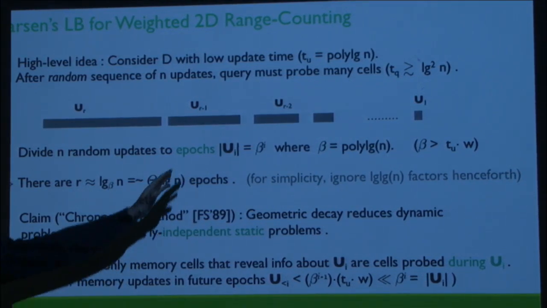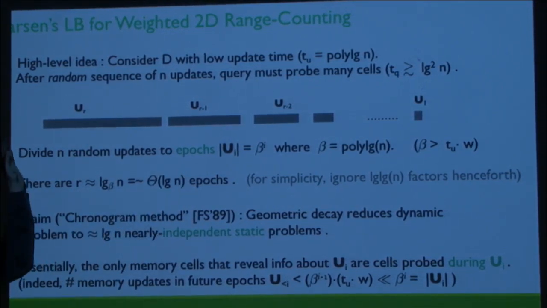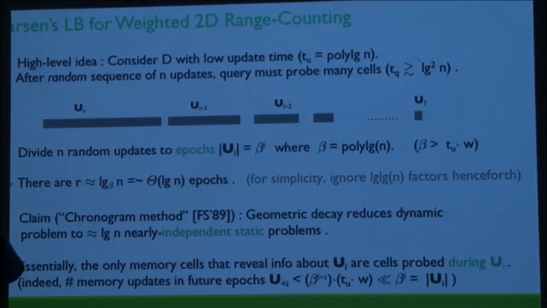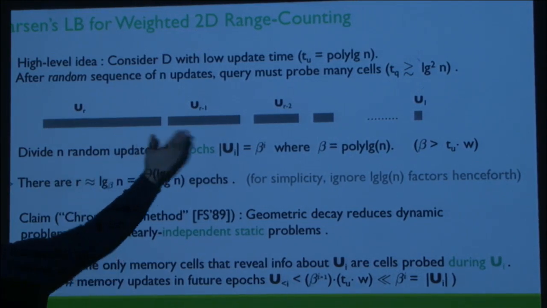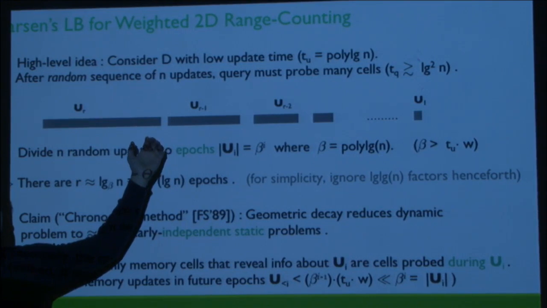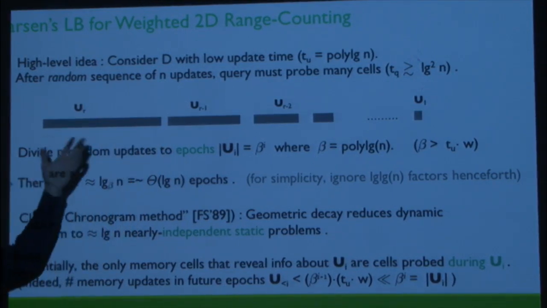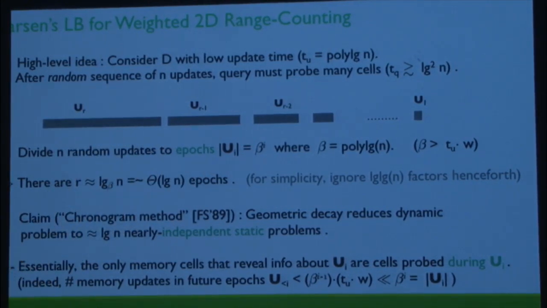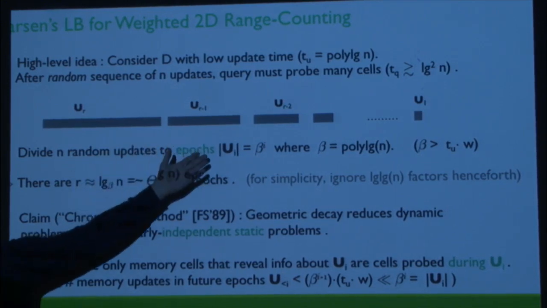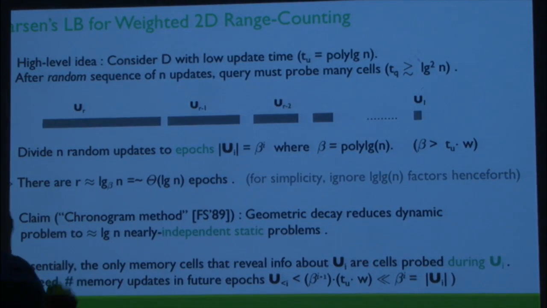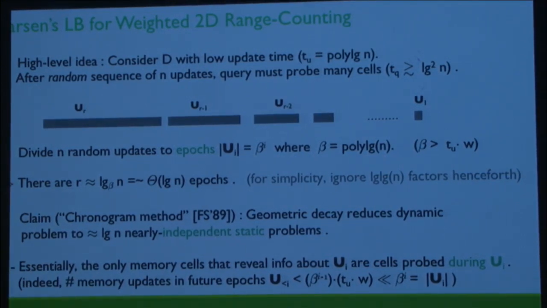Why is that? Well, let's first look at the first 11 epochs. I claim that the cells probed during the first 11 epochs reveal no information about the 12th epoch. Why? That's easy, because the updates are independent. The updates were chosen independently, and so you cannot predict the future. The first 11 epochs, whatever they do, cannot reveal information of what happened in the 12th epoch. It's important that these are random updates.